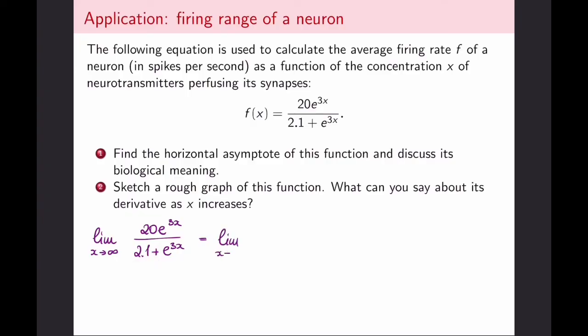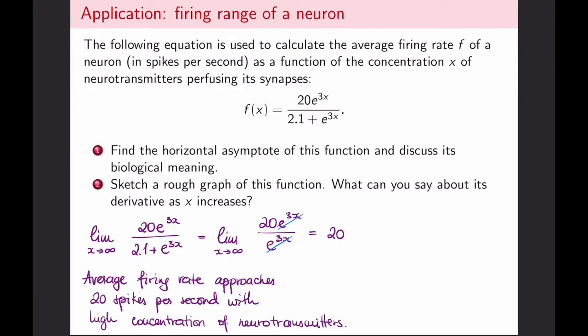So at infinity, the one term that's going to dominate on the bottom is going to be e to power 3x. And now once I'm down to here, I can see that I can simply cancel 3e to the 3x on top and bottom, and overall I get limit as x goes to infinity of 20, or just 20. So my horizontal asymptote is 20, which means, as it's asking for the biological meaning, that the average firing rate of the neuron as the concentration of neurotransmitters becomes very large approaches 20 spikes per second.